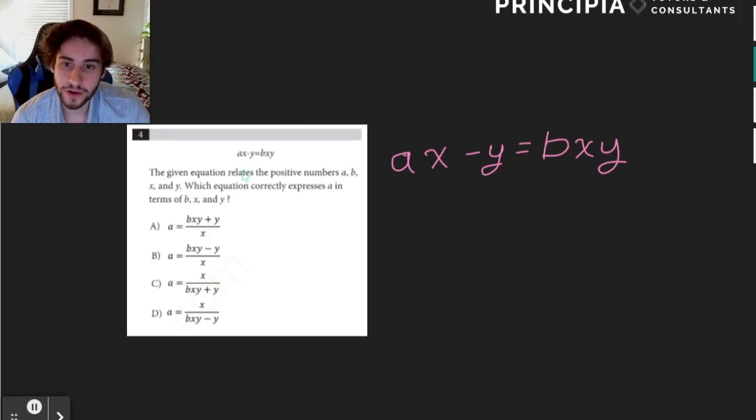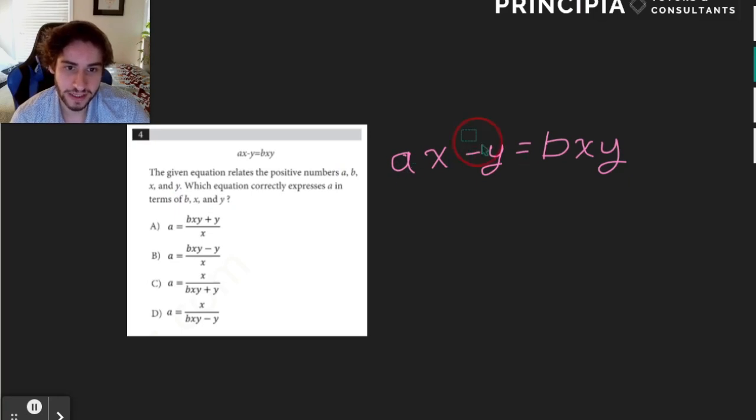Okay, another problem for you here. We have ax minus y is equal to bxy. The given equation relates the positive numbers a, b, x, and y. Which equation correctly expresses a in terms of b, x, and y? So we have to get a by itself, which is right here. So let's use those manipulation techniques and that cross multiplication and division like we did before. So we have minus y.